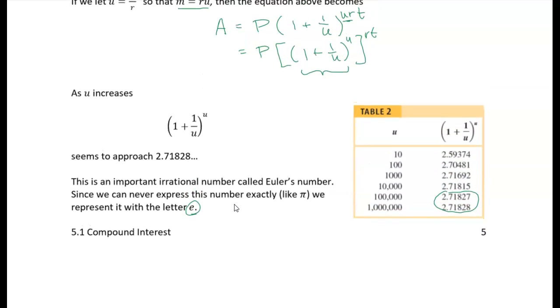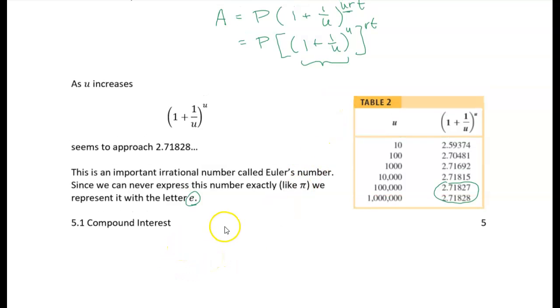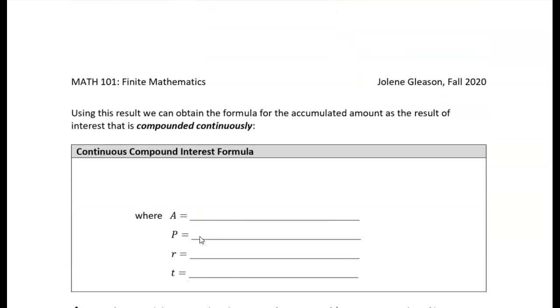So if I then substitute, I'm going to let this u value get larger and larger. We know that that now approaches the value e, and so we end up with the formula for continuously compounded interest. It's just A is equal to P e to the rt. Nice little simple formula. And again, our variables are defined in the same way as before.